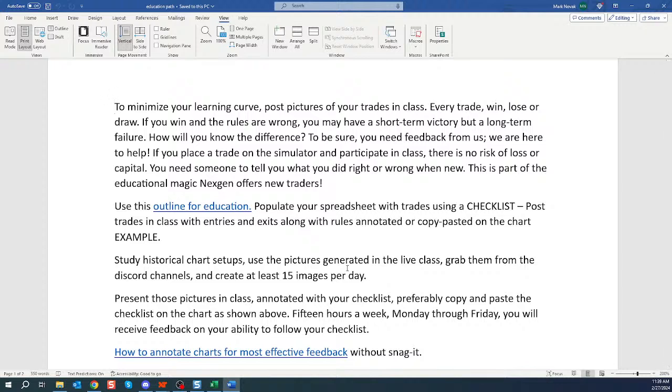Every trade, win, lose, or draw, and if you win and the rules are wrong, it's a short-term victory but long-term failure typically. How are you going to know the difference? You're not expected to, not as a brand new user. You need feedback. And the only way I can provide feedback is if you ask for it, right? So if something goes wrong, ask for feedback, because there's always the chance that nothing went wrong, that it was just a cost of doing business.